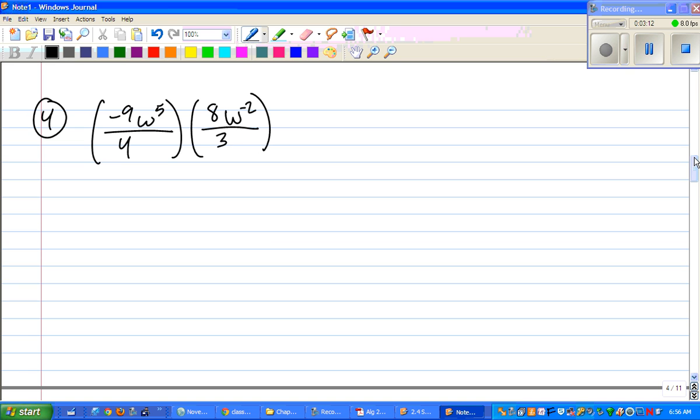Alright, number 4. Looking at this, I see that we have one negative exponent, so I'm going to bring that to the bottom. Remember that this rule only applies to exponents, not to negative numbers. Okay, since we're multiplying, that pretty much turns into one big sign right there. Okay, and you're going to multiply the tops and the bottoms. Okay, let's look at our numbers. 9 and 8, that gives us negative 72 w to the 5th.